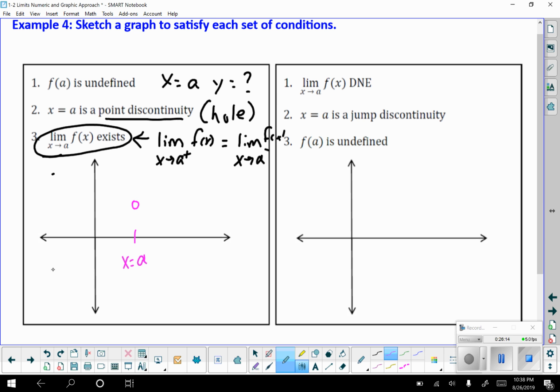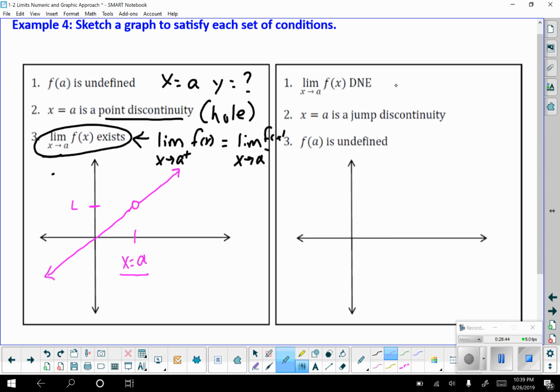And then I am going to make the limit exist, and I'm going to do that by bringing in a linear function, letting it leave at the same height, and therefore the limit from the left and the right side of x equals a certainly exists. It's coming into some height here. You could call it L, couldn't you? So the limit exists. F of a does not exist because I've got the hole, and that gives us this point discontinuity. Awesome.